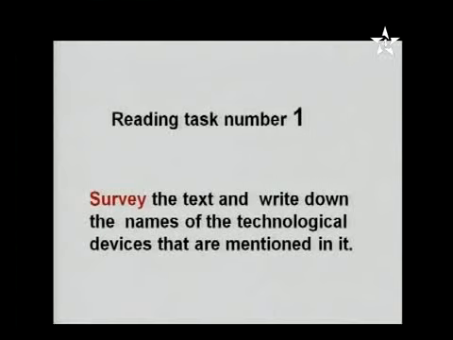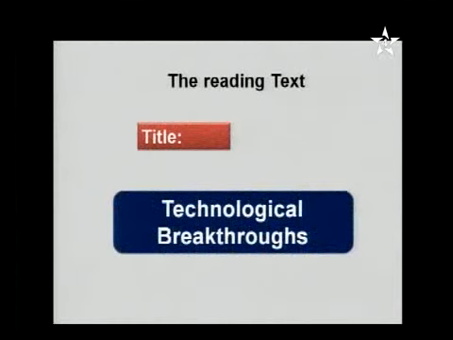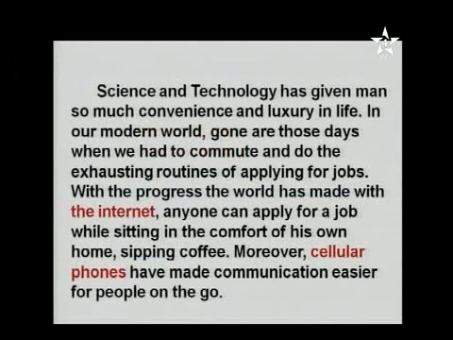Okay? So let's look at the first paragraph. Again, the reading text, the title is Technological Breakthroughs. Now here is the first paragraph. So please don't read the whole paragraph. Just look at the highlighted words in the paragraph. That is to say, have a look at the words typed in red. Okay, the first one is the internet, and the next expression is cellular phones. Remember, you're going to name the devices that are mentioned in this text. So far for the first paragraph.